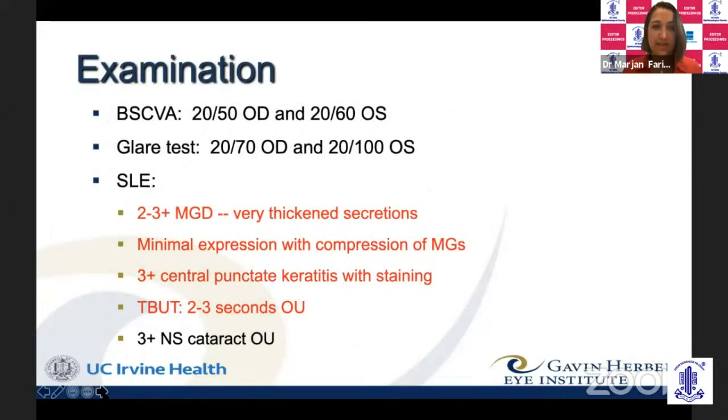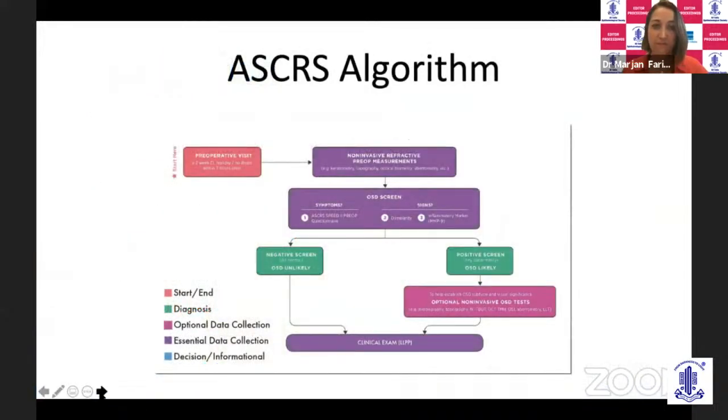So we start our examination. Her visual acuity is down. She does glare. So all of this is consistent with cataract surgery. But when we go to look at her ocular surface and exam, she has significant Meibomian gland dysfunction, very thickened secretions, minimal expression of her glands with significant punctate keratitis of her ocular surface and a very rapid tear breakup time. And of course, she does have a significant cataract as well.